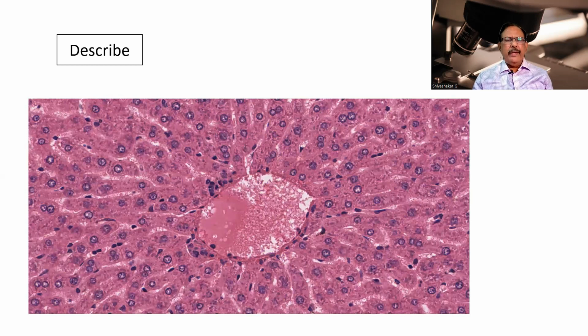I would like you people again to describe this. So, there is a central vein. There are the radiating cords of hepatocytes. They are somewhat polygonal or hexagonal. And the nuclei, these are all the nuclei. They are vesicular. Mild variation can be seen. And this is the sinusoidal space.